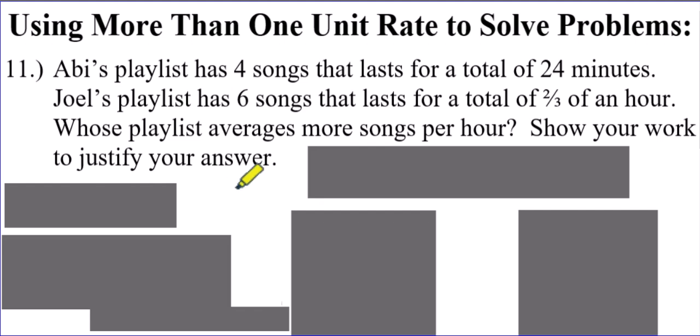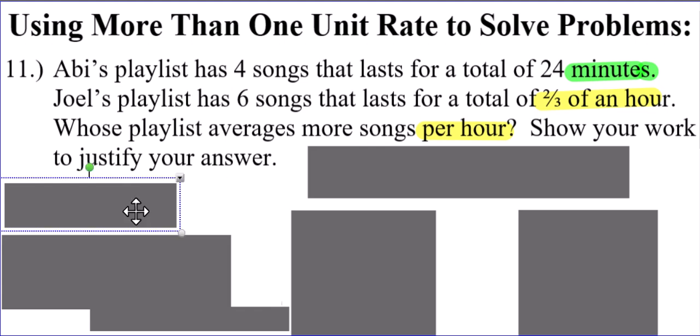This problem wants to know whose playlist averages more songs per hour. Whoa, that's a little interesting, because it told us Abby's was in minutes. Oh, now Joel's is in an hour. Okay, so 2/3 of an hour. So that one's already in hours. Good. I don't have to do a conversion for Joel's, but I am going to have to do a conversion for Abby's playlist.